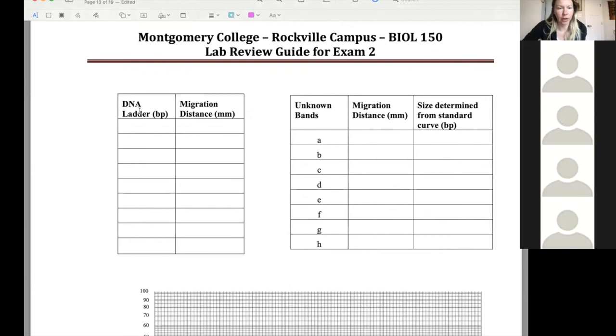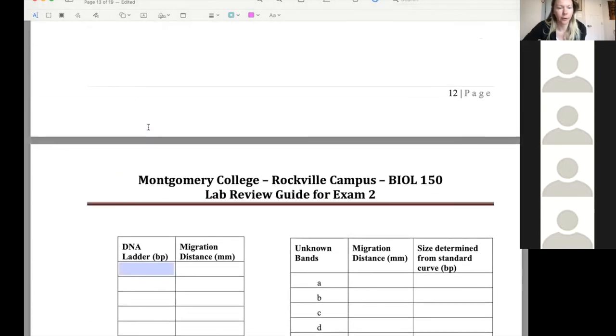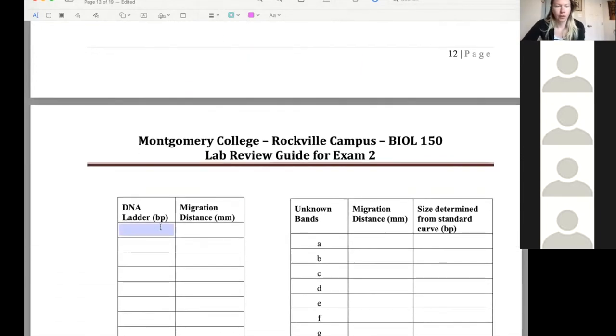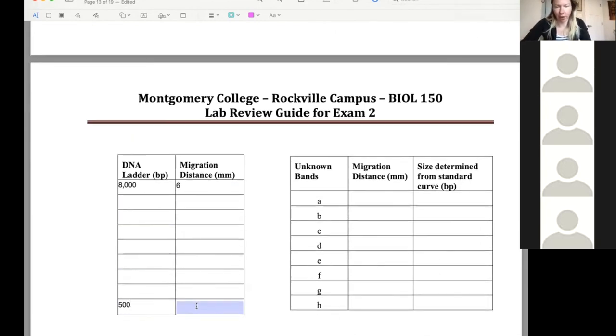On this example here, we've got the DNA ladder fragments and then their migration distance. The ladder fragments would just be these values here. How big are these pieces in the standard? And then the distance would be if you took a little ruler and lined up zero with the position of the well, how far down are each of these bands? How many millimeters? So the 8,000 base pair is, I believe, about 6 millimeters, and then all the way to the 500 base pair, which is 55.5 millimeters.